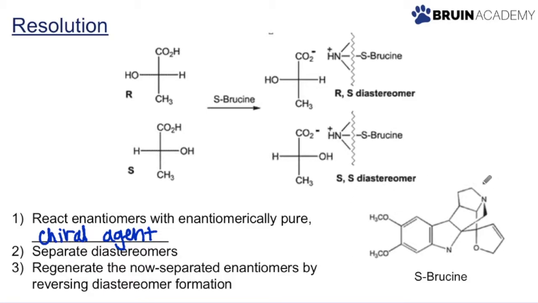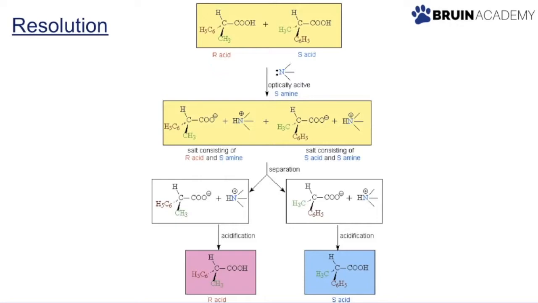So in this case, our chiral agent is S-brucine, and you can see how it's chiral due to these stereocenters here. You can kind of go through and identify all of them. We don't have to do that today, but that's what a chiral agent is.